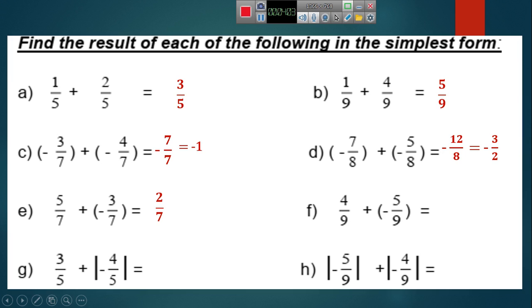4 over 9 plus negative 5 over 9. Here they have different signs, so we subtract and put the negative sign, because this is the sign of the greatest absolute value.